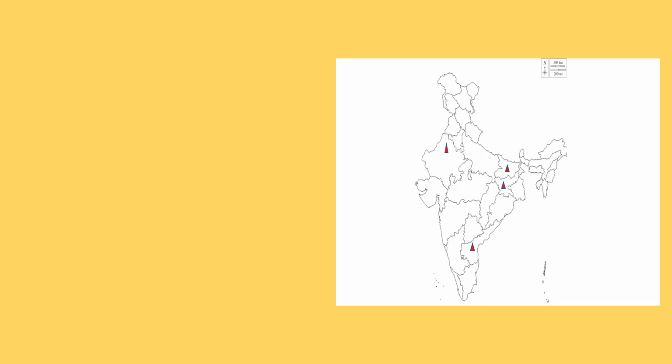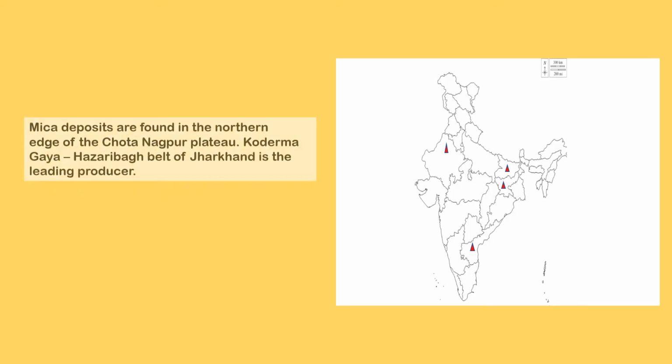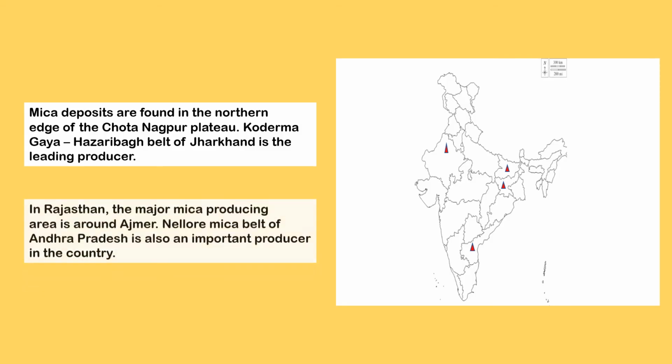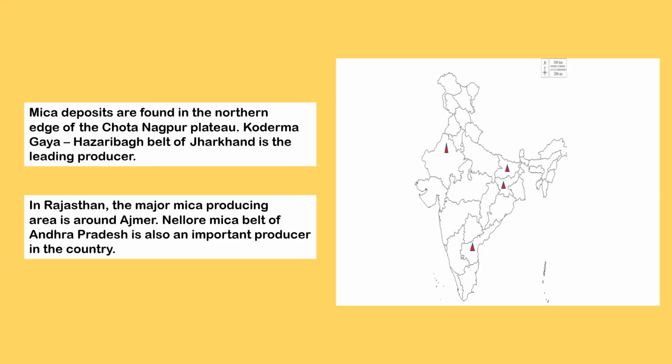Now let's learn about mica deposits. Mica deposits are found in the northern edge of Chotanagpur plateau. Koderma-Gaya-Hazaribagh belt of Jharkhand is a leading producer. In Rajasthan, the major mica producing area is around Ajmer. Nellore mica belt of Andhra Pradesh is also an important producer in the country. So I have marked it, children.